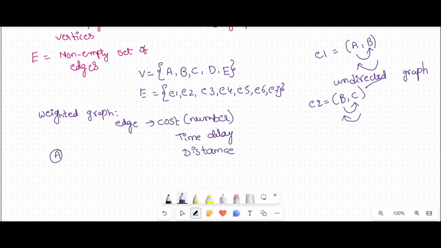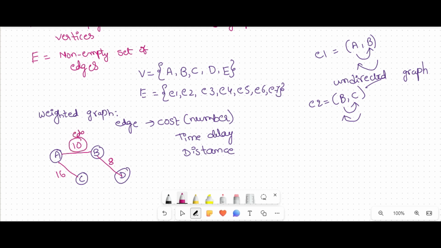For example, A, B, C, D, this is my graph, with edge costs 10, 8, 16. What is the significance of this edge cost? To travel from A city to B city, or B city to A city, the time taken is 10 minutes or 10 hours, like that.